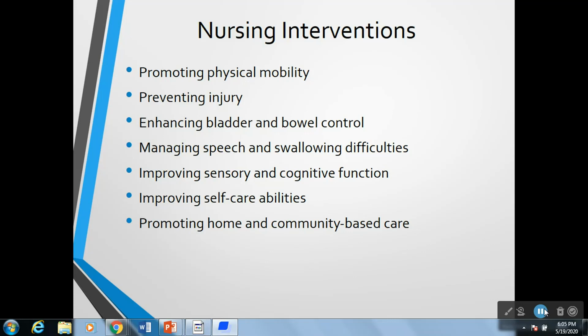During exacerbation, the patient may be bedbound, so make sure that you're focusing on preventing complications of immobility, such as pressure sores, UTIs, and respiratory problems. Manage their speech and swallowing difficulties, maybe by asking them yes or no questions. If they're able to write instead, that can also help. Promote home and community-based care. See where the patient is at when being discharged, to see if they're going to need any other kind of assistance at home.